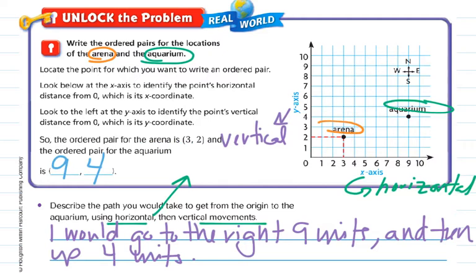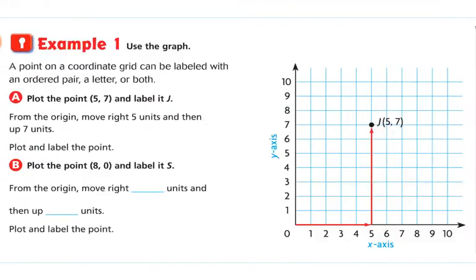Now we're going to continue and move on to example 1. Example 1 says use the graph. A point on the coordinate grid can be labeled with an ordered pair, a letter, or both. Sometimes it will have just the letter, sometimes the ordered pair, and sometimes both. So part A says plot the point 5, 7 and label it J.